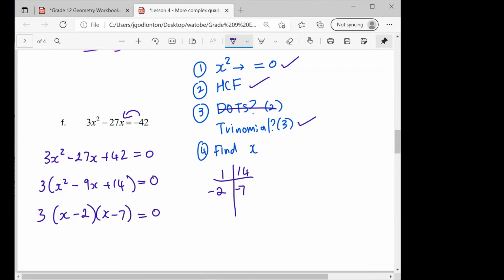We've done our trinomial. The 3 can go away. We don't care about it. So we're left with x minus 2 is equal to 0, or x minus 7 is equal to 0. And as that 2 moves across, x is 2, or x is 7.